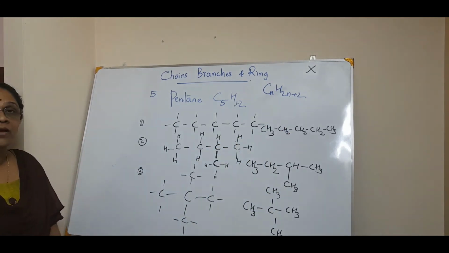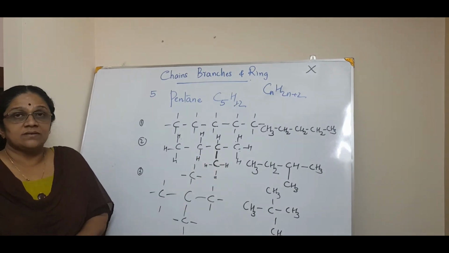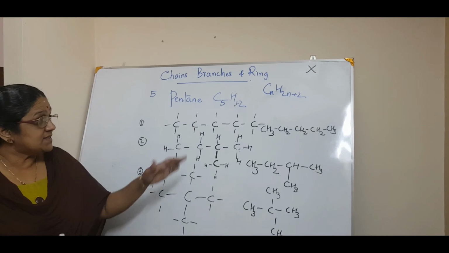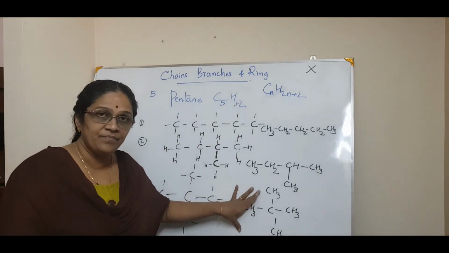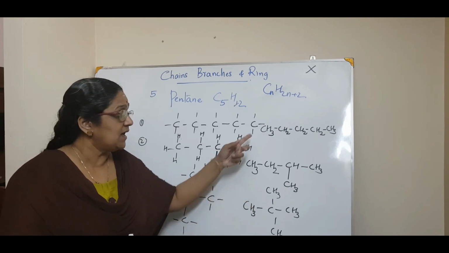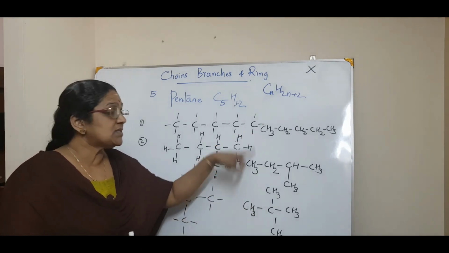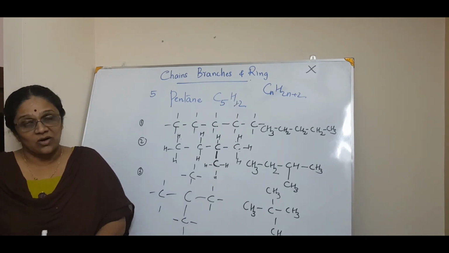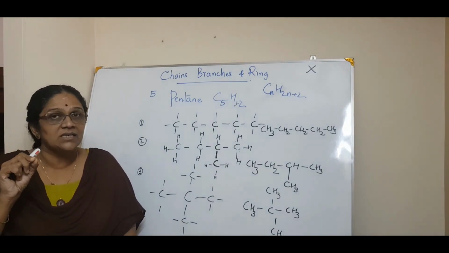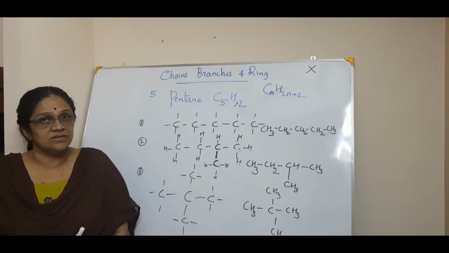So the point is, the compounds which have the same molecular formula but can have different structures. This is a chain, this is again a branch, this is again a branch. Such types of compounds are called structural isomers. Got it? Structural isomers.